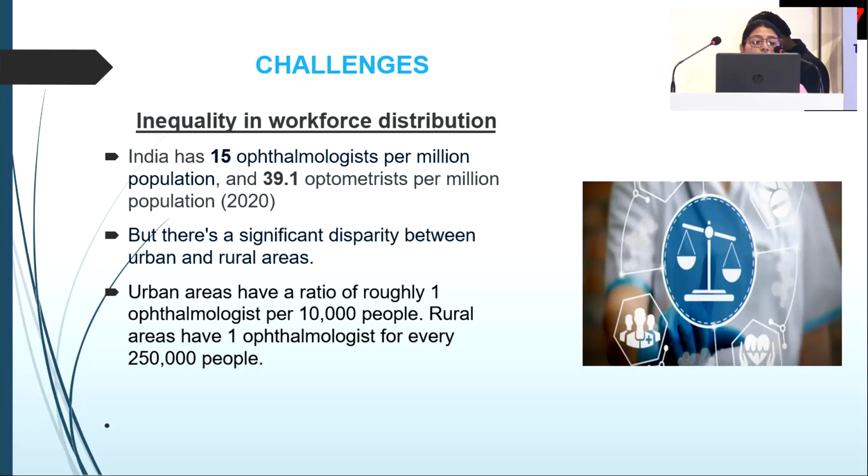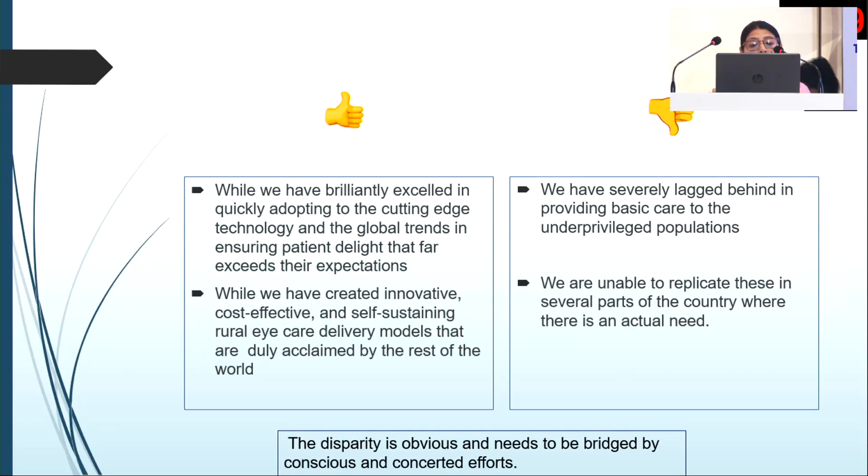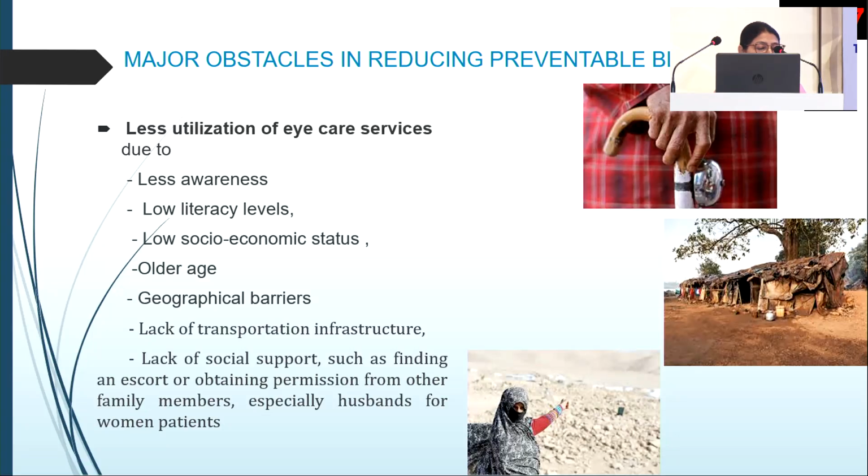India has around 15 ophthalmologists per million population and 39.1 optometrists per million population, but there is a significant disparity between urban and rural areas. Urban areas have a ratio of ophthalmologists of 1 per 10,000, whereas in rural areas we have only 1 per 2.5 lakh population.